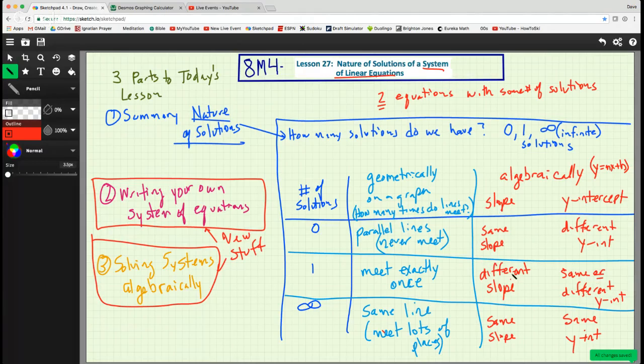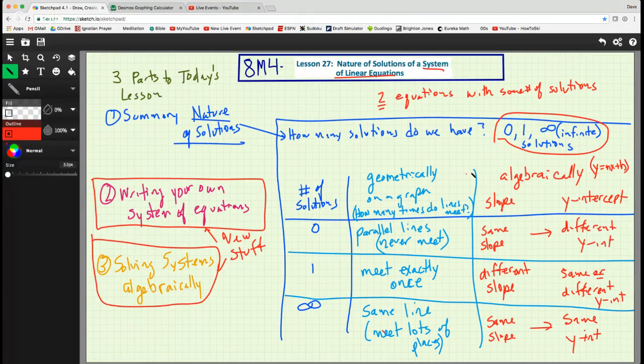So the first check is to look at the slope. If the slope's different, then they meet exactly once. But if the slope is the same, you've got to see if it has a different y-intercept or the same y-intercept to determine whether they have zero solutions or infinite solutions. So this is the nature of solutions of a system of linear equations. That is, how many solutions do we have?